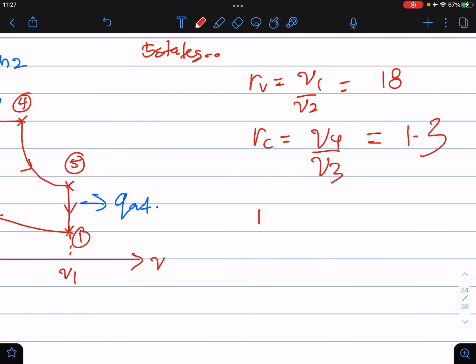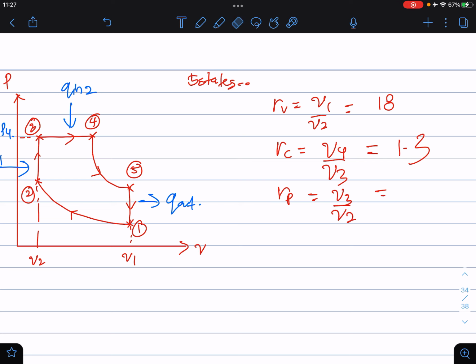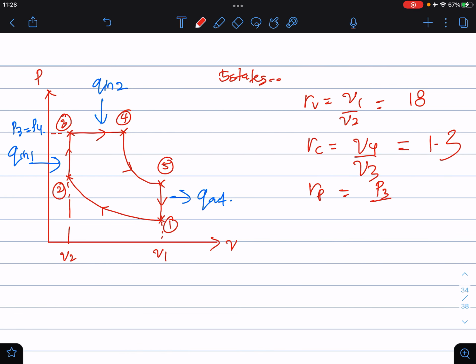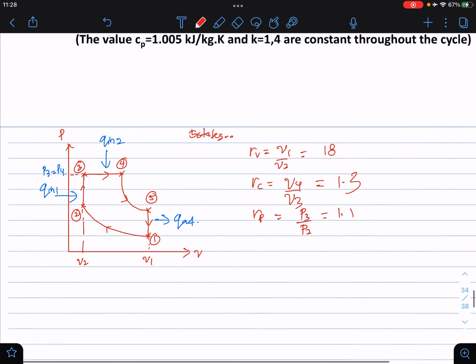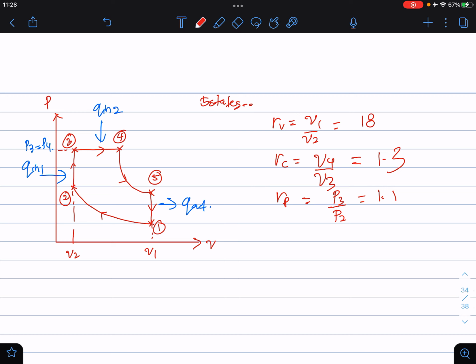While the pressure ratio RP is equal to P3 over P2, the pressure ratio, 1.1. Some students make a mistake and get confused about the RC, because maybe they refer back to the diesel cycle. In the diesel cycle, the formula is V3 over V2, because the diesel cycle has no constant volume process. That's why the cutoff ratio must occur during the constant pressure process.